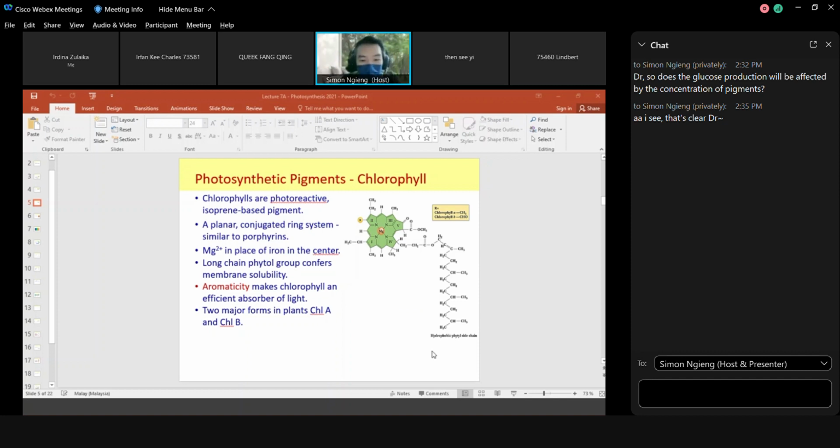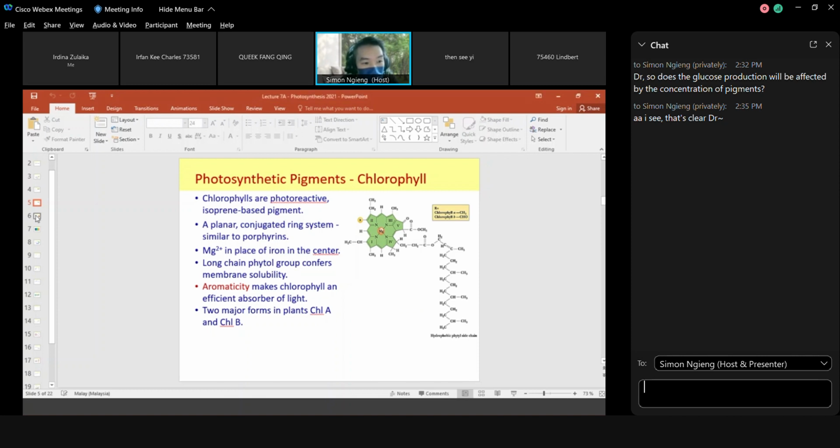You have your Mg2+. Long chain phytol group confers membrane solubility. Then you have this part which helps to absorb light. You have two major differences. This is just the common type.